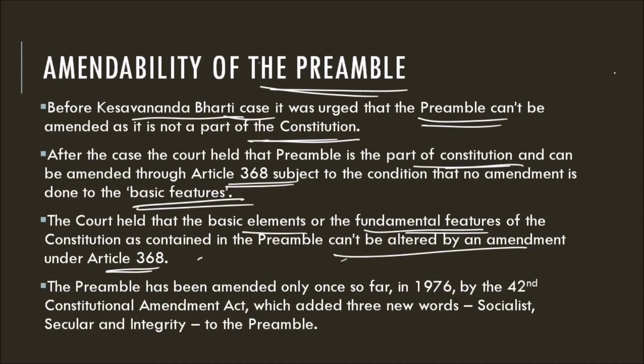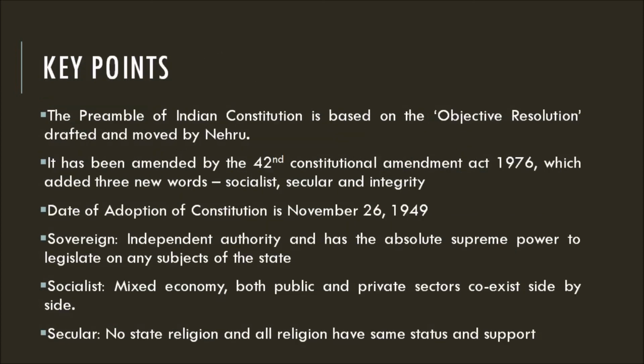That means you can amend the preamble, but with the condition that the fundamental features or the basic essence cannot be amended. And the preamble has been amended so far only once, and that was by the 42nd Constitutional Amendment Act in the year 1976. And this act added 3 new terms, those are socialist, secular and integrity to the preamble. So that's it for today's session.